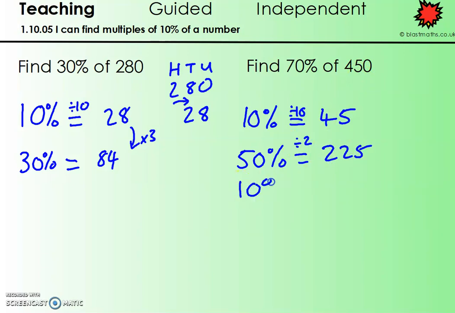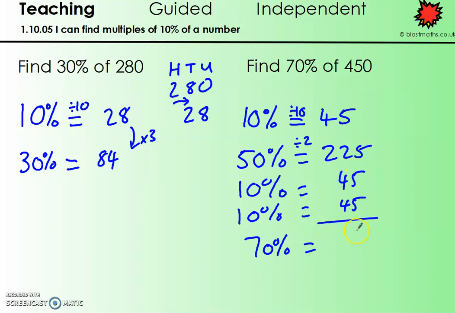And if I want 70%, well, I could add on 2 lots of 10% to this. So 45 and 45, and that'll give me my 70%. So 5, 5 and 5 is 15, 4, 4, 2 is 10 plus the 1 is 11, so then that gives me 315.